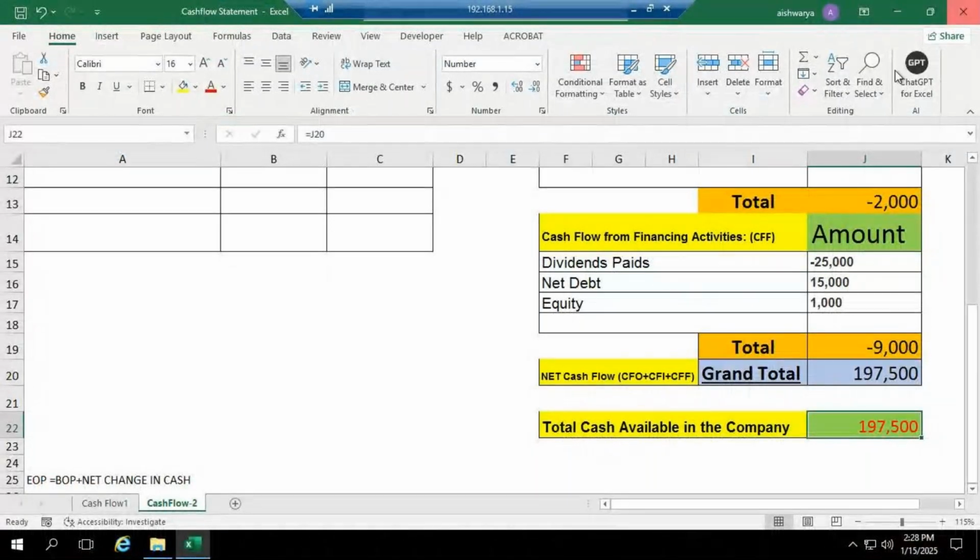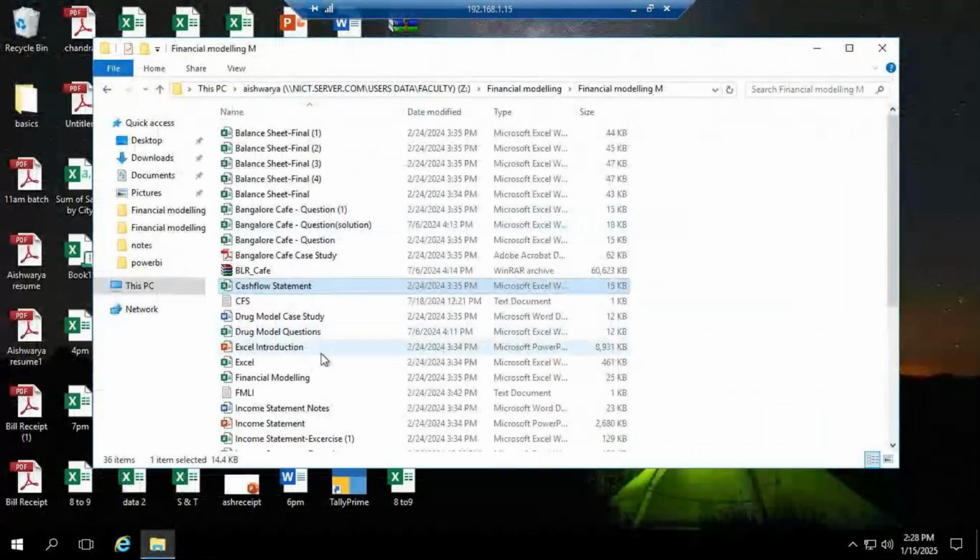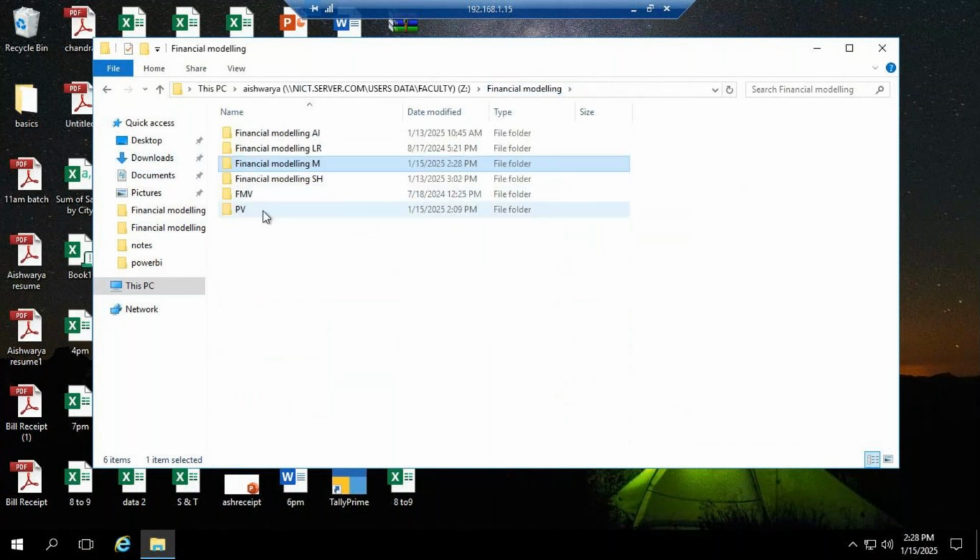You just sit and practice this one. Then we will start, we'll just go to the next thing. That is a balance sheet. Can anybody tell me what is a balance sheet?